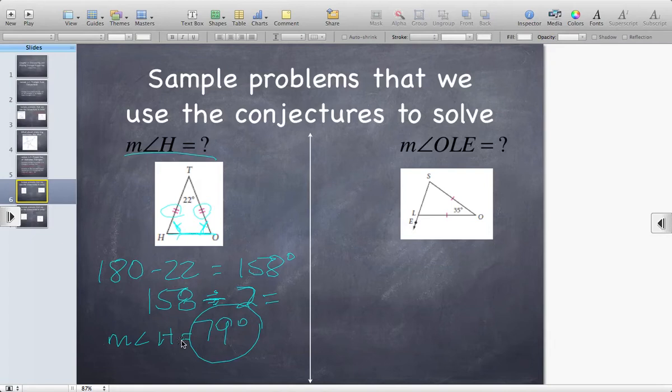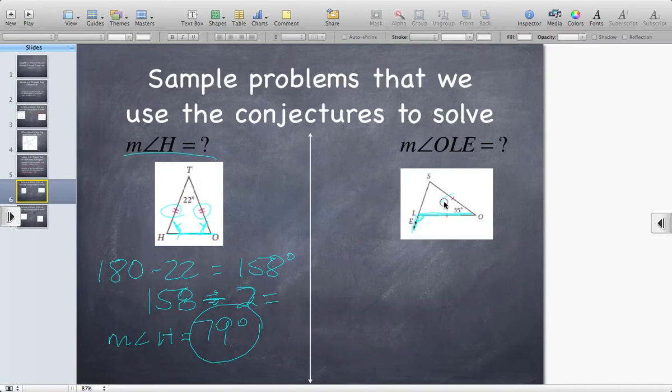All right, now take a look at our second example. We want to know what's the measure of angle OLE. So that is this angle here. Remember that when you are trying to solve for an angle and it gives you the description, follow that description. So OLE tells you going from point to point to point, angle L, with the L being the vertex, of course. So we know automatically that this is going to be using the linear pair because we're trying to find an angle that's outside the triangle.